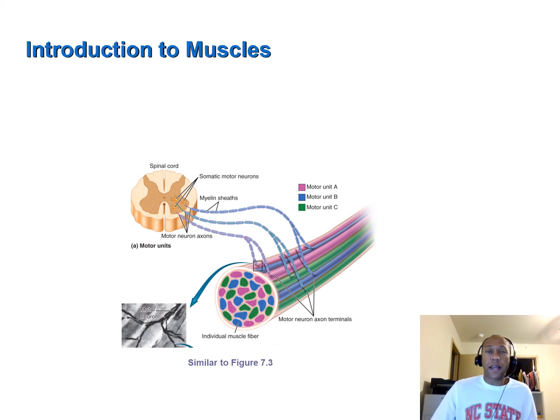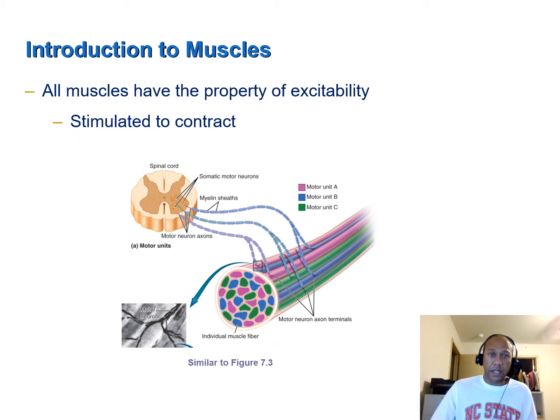Skeletal muscles also have a property called excitability. In short, they can be stimulated to contract. Skeletal muscles specifically are stimulated to contract by motor neurons. Motor neurons in the spinal cord or the central nervous system send action potentials through their axons to synapses called neuromuscular junctions between the axon terminals of the motor neurons and the skeletal muscle fibers. Those axon terminals cause the release of acetylcholine, and acetylcholine is the stimulus that causes skeletal muscle fibers to contract or shorten.